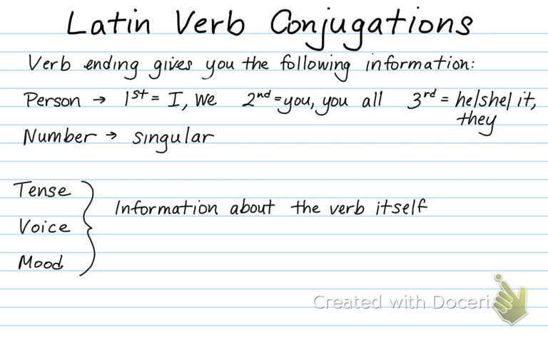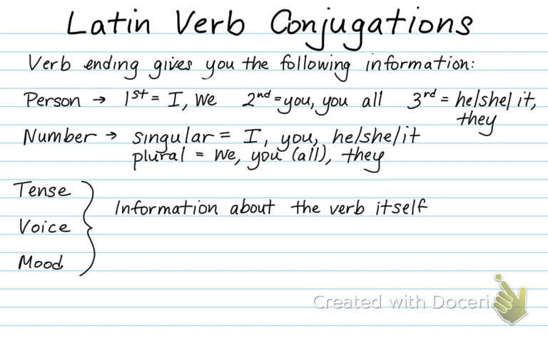You can differentiate singular and plural. This is the number. Singular number is anything that is the subject of I, you, or he, she, it. Plural is anything where the subject is we, you all, or they. Remember that these verb endings for person and number are telling you information about the subject that is doing the action of the verb. Tense, voice, and mood all tell you about the verb itself.